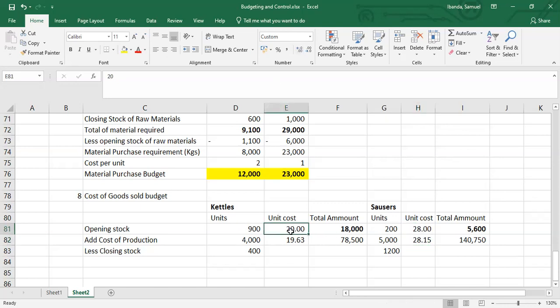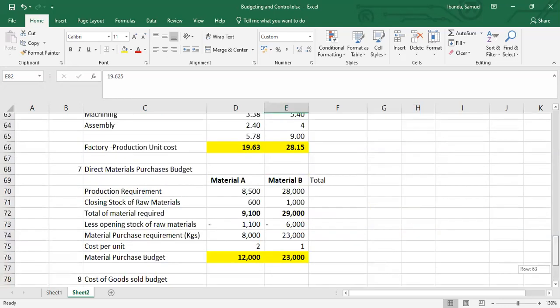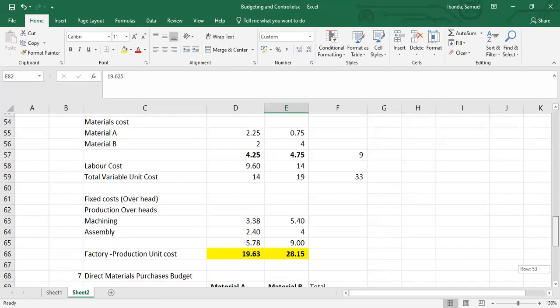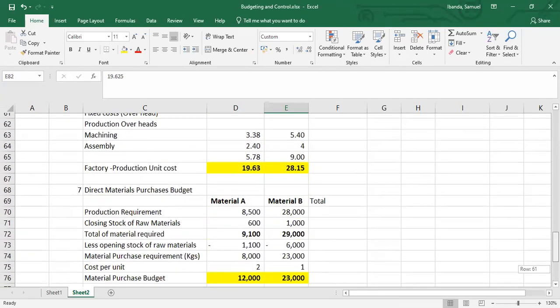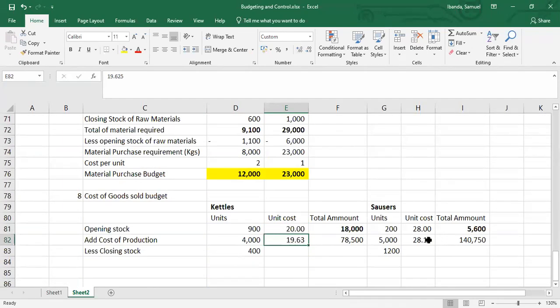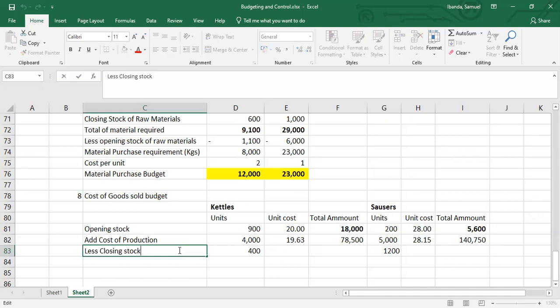So you saw that we started with stock at 20 and 28, and now in calculating our factory cost, the unit cost of production, we got 19.63 and 28.15. So there's a slight difference in the value of stock. Now yours is to question yourself, so what will be the value of my closing stock? Okay, now this is where the concept of FIFO comes in.